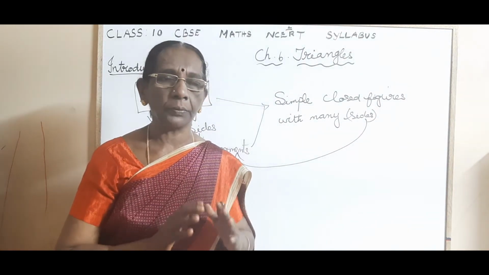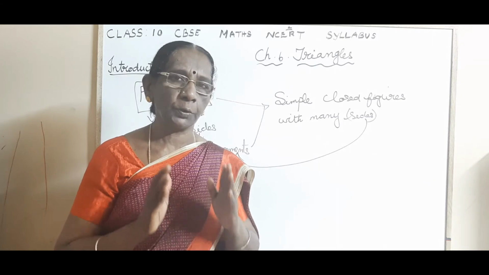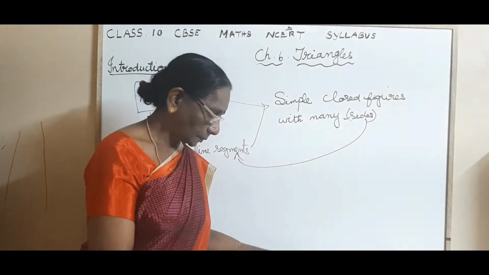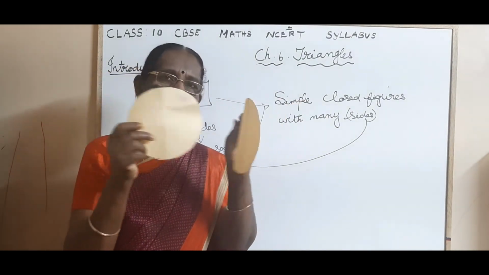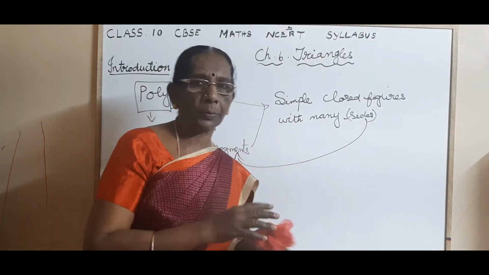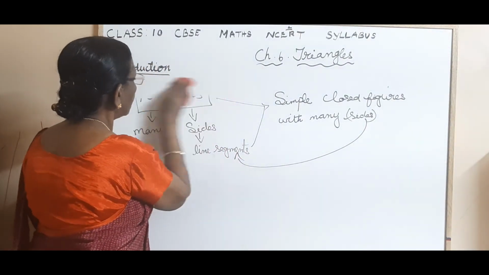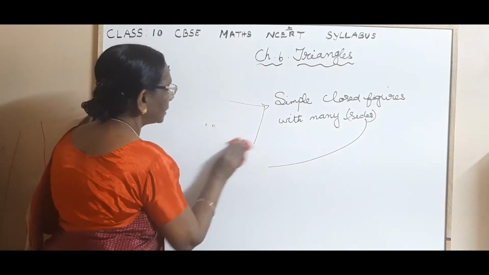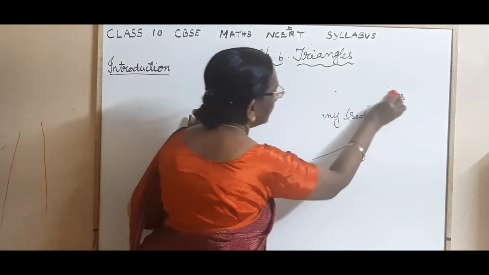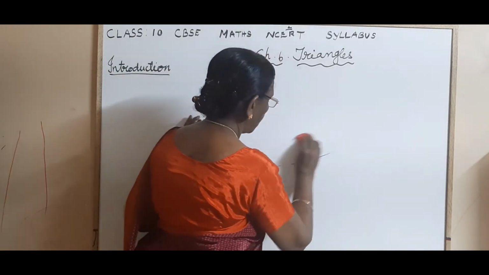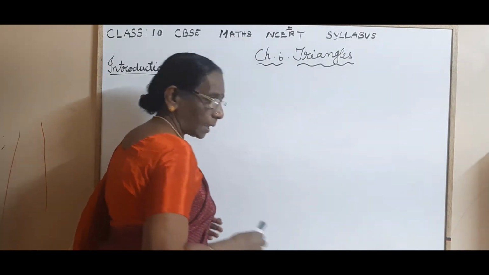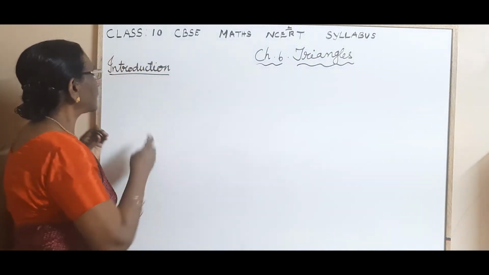What is the meaning of congruent figures? When you say two figures are congruent, they have the same shape and same size. Isn't it, children? You have studied about this congruent property in 9th standard elaborately, and the conditions for two triangles to be congruent also. So what is the meaning of congruent property or congruent figures? They have the same shape and same size.